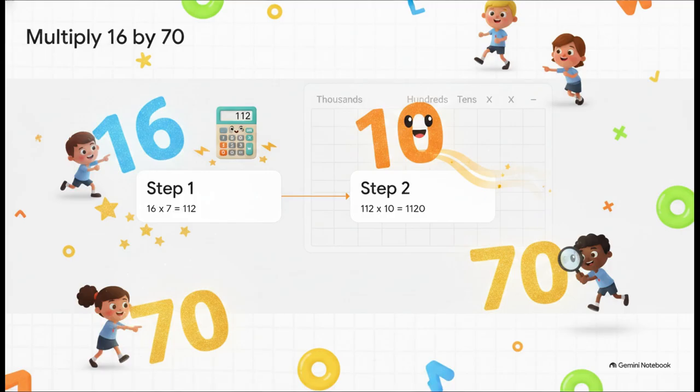First, multiply 16 by 7, which gives you 112. Then, since 70 is just 7 times 10, you use your power zero rule and multiply that 112 by 10. You literally just add the 0. Boom, 1120. You've outsmarted the whole problem by breaking it into smaller pieces.